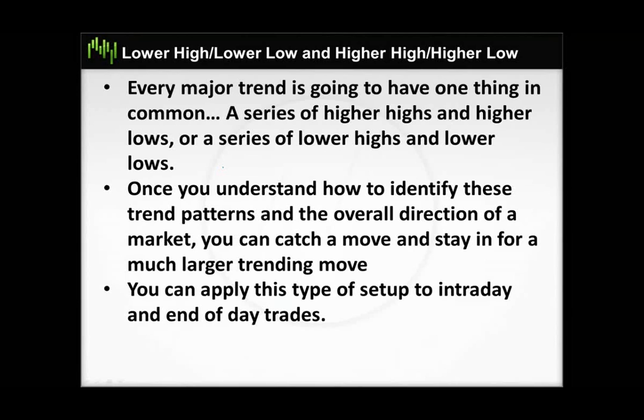Definition of a downtrend is lower highs and lower lows. The market very rarely just goes straight up or straight down, and even when it does, normally if you drill down to a small time frame, you'll see it moving like this. If we're looking at higher highs and higher lows, that means I'm looking like this: low, high, higher low, higher high, higher low, higher high, higher low. This is an uptrend, and a downtrend would be the opposite.